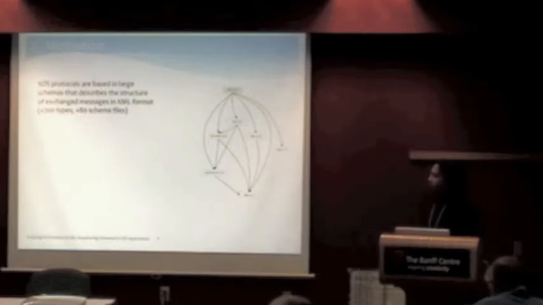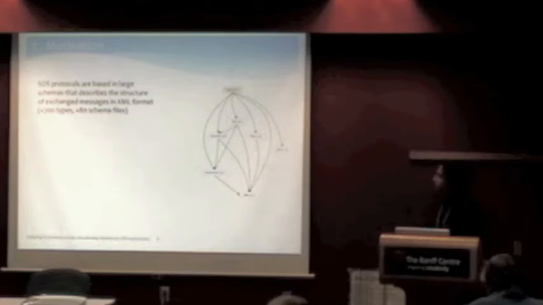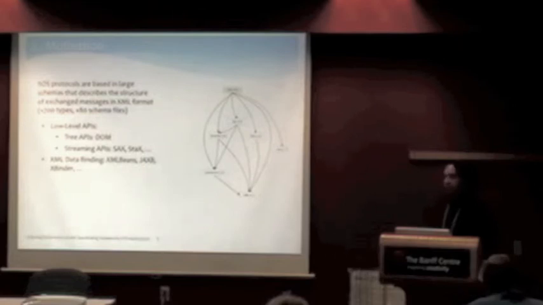The structure of the XML messages that are exchanged between clients and server is very complex. Version 1.0 has more than 700 types, and these types are distributed over more than 80 schema files. When we are developing XML processing code, we have two choices. We can use low-level APIs like DOM or SAX, or we can use an XML data binding tool.